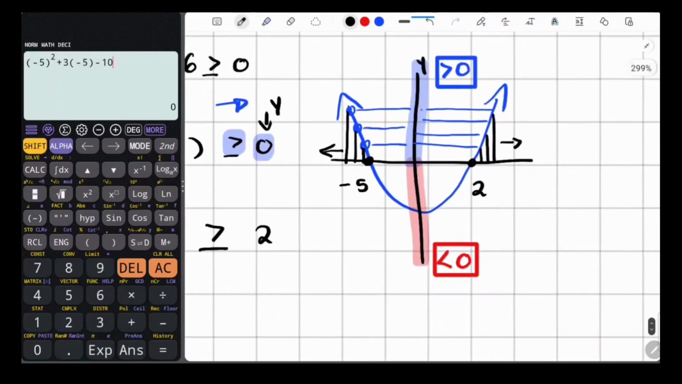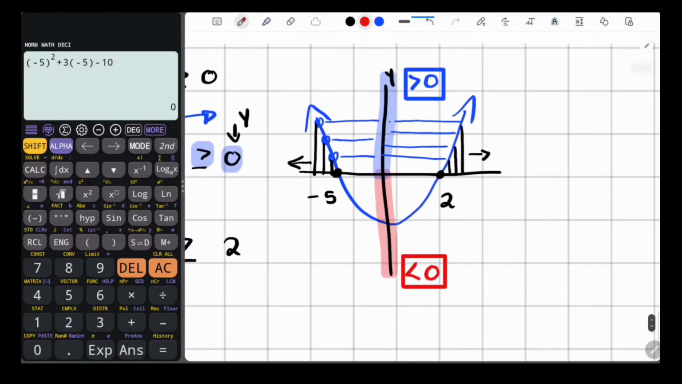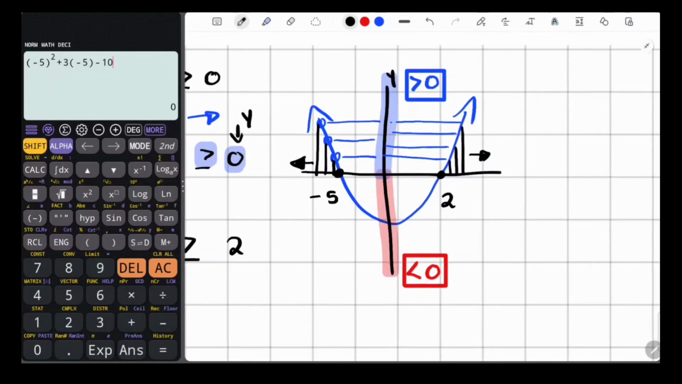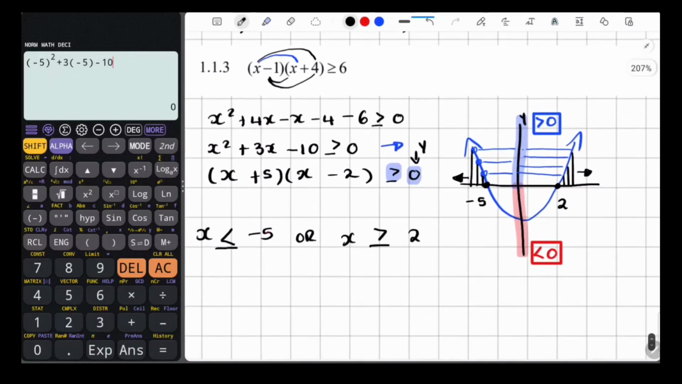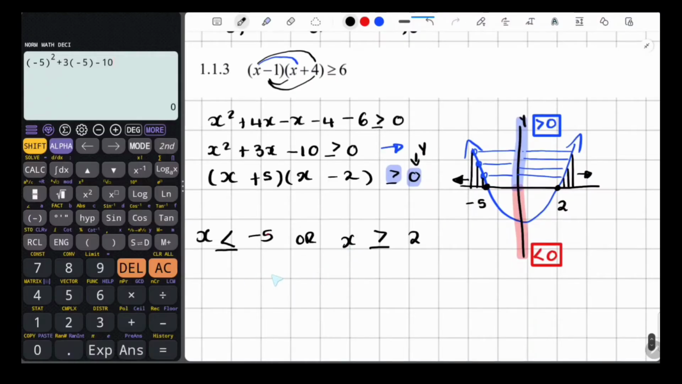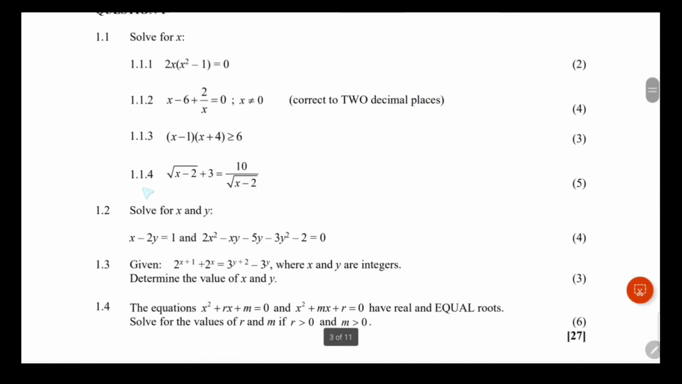Okay, now the last thing to just do is check if your values are related. Is there a relation between your values? In this case, no, there is no relation because the values are facing in completely opposite directions. This one is facing that way, that one is facing that way. They are not pointing towards each other. And so this is just your final answer. You do not need to write it as one inequality. So that's 1.1.3. Okay, and then moving on to 1.1.4, as you can see, we have a surd.